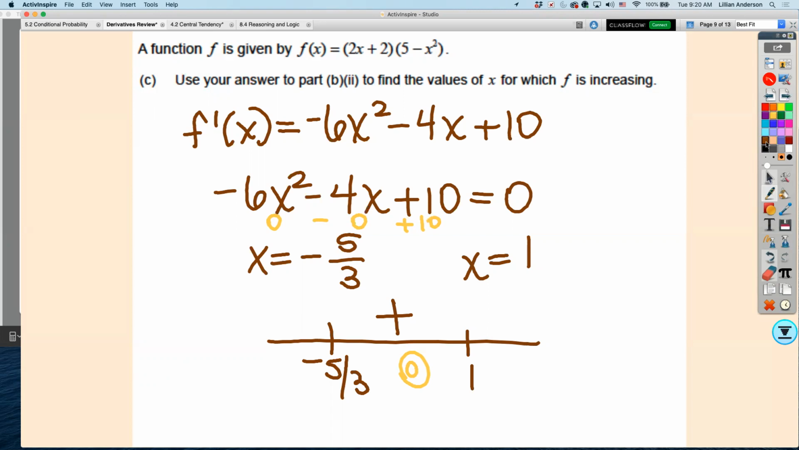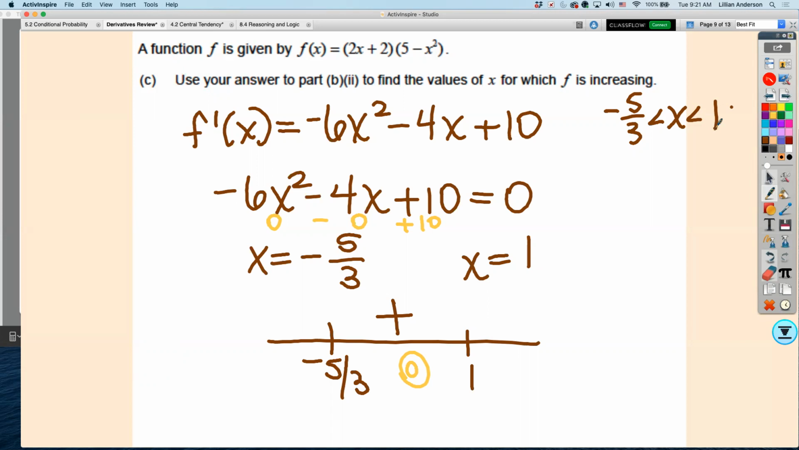I can either do it using my calculator or I could do it using a test point. But the values which f is increasing are from negative 5/3 to 1, not included. They're not included because I'm at a stationary point at 1. I'm at a stationary point in negative 5/3.